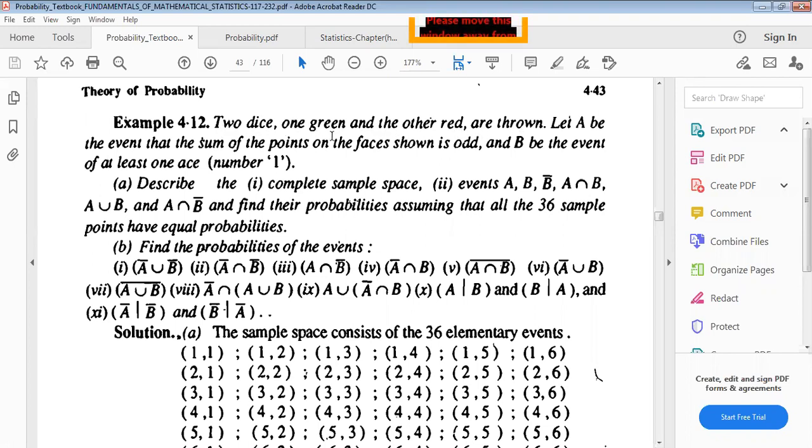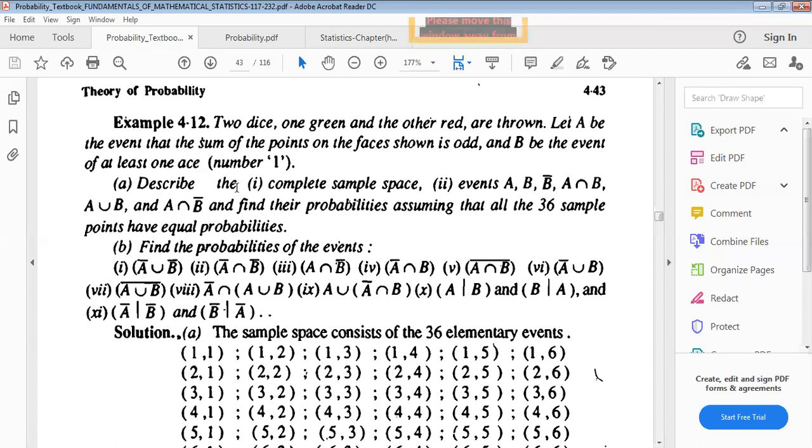Two dice, one green and the other red, are drawn. Let A be the event that the sum of the points on the faces shown is odd. Odd means you must know 1, 3, 5, 7, etc. And B be the event that at least one is number 1.